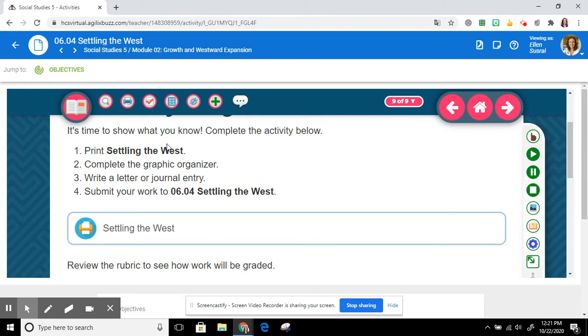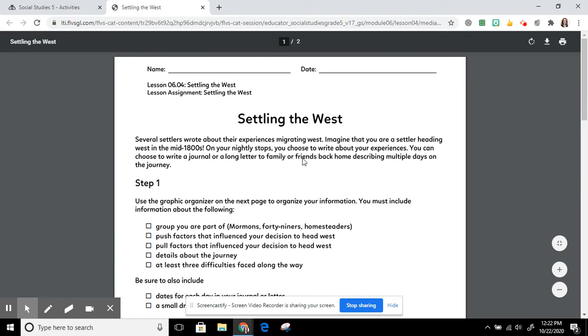You need to print Settling the West, which is found below. You're going to complete the graphic organizer. You're going to write a letter or a journal entry. So you can choose if you do a letter or a journal entry, and then you're going to submit your work. So I'm going to go ahead and click on the assignment so you can see what this assignment is all about. This assignment is a 2-page worksheet.